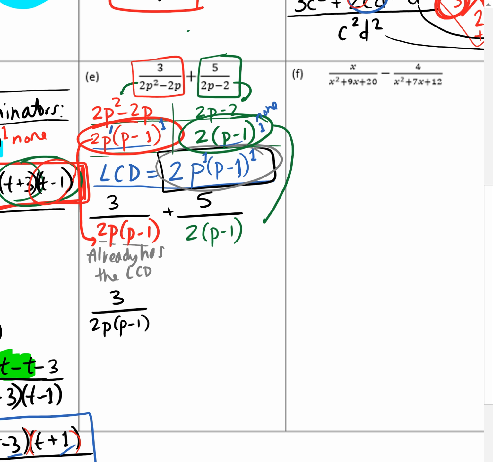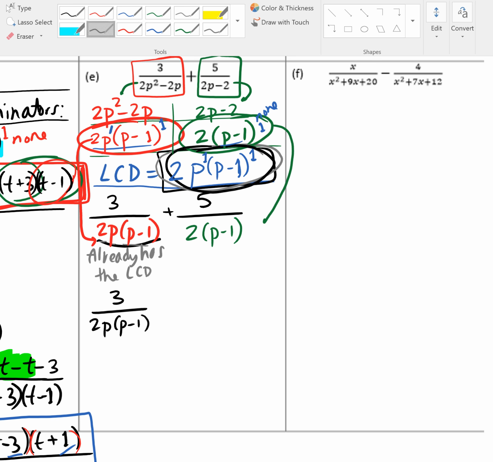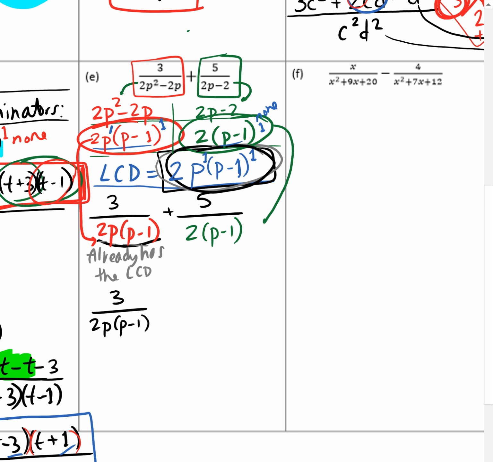Yeah. Hopefully that makes sense, because you notice his denominator is exactly what I want it to be. So there's no need to multiply it by anything. I don't need to do anything to it. The second one, though, I might have to do something to. If I look at the denominator in the second one, it's 2 times p minus 1. It's missing this p here from the LCD, so that's really all I need to do is multiply top and bottom by p.